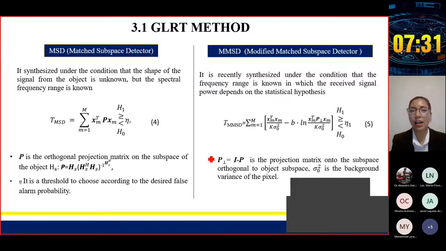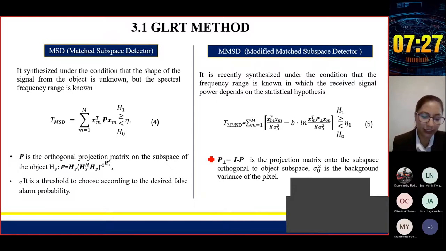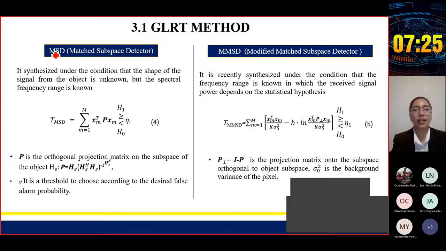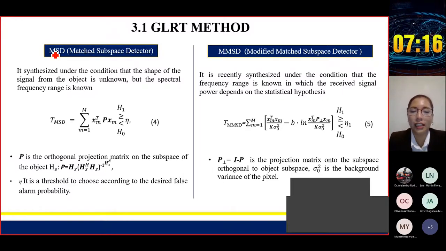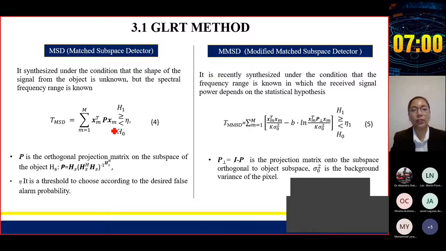Now we understand the KL RT method. We have two detectors, and we are doing the comparison between these two detectors. First is, like I said the first time, MSD, matched to the space detector. It's synthesized under the condition that the shape of the signal for the object is unknown, but the spectral frequency range is known. And we can see the equation.